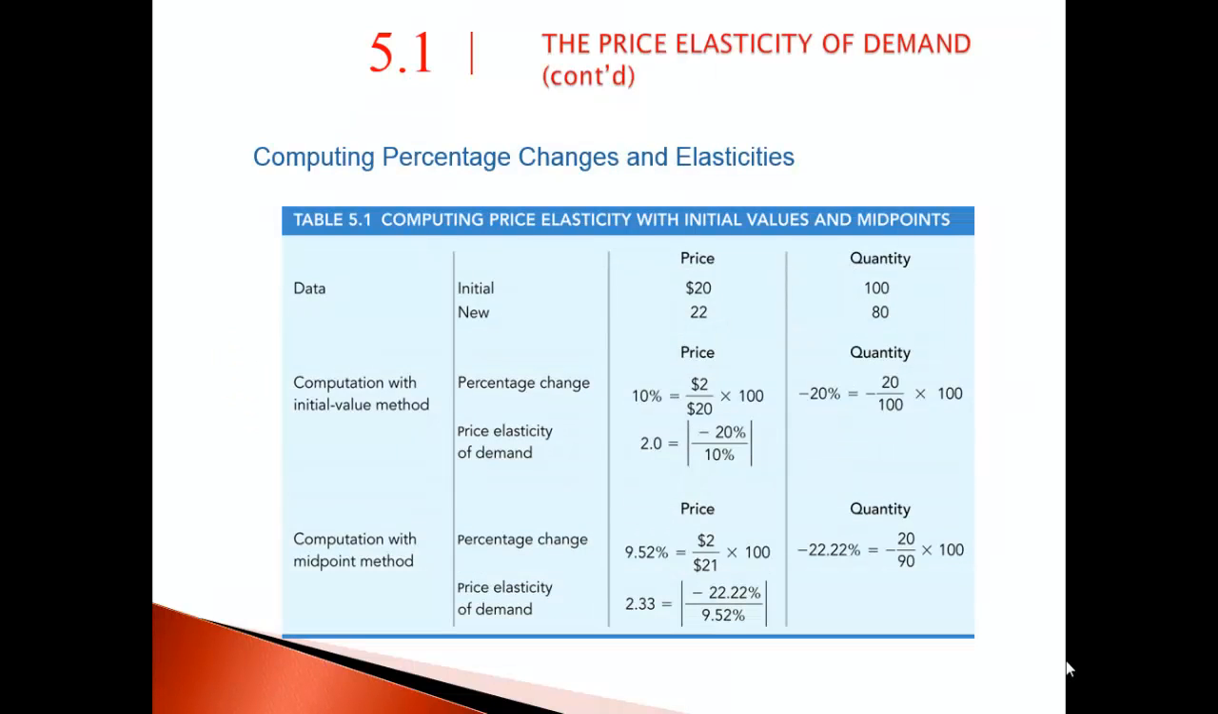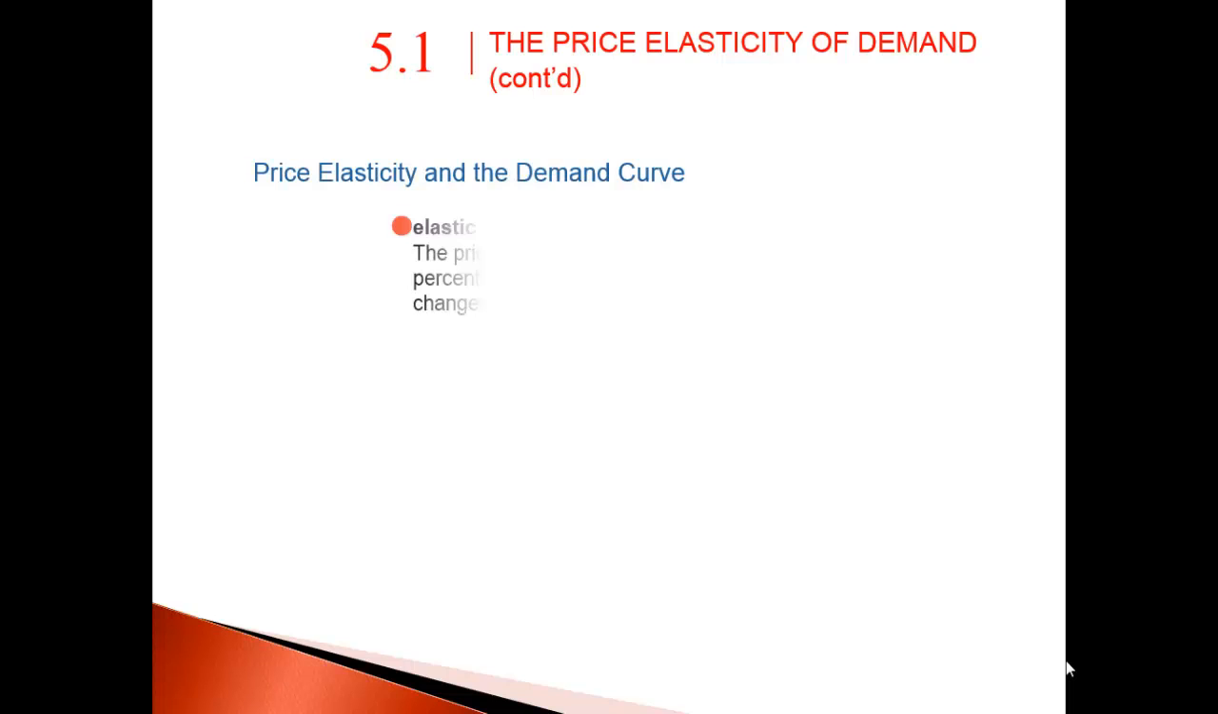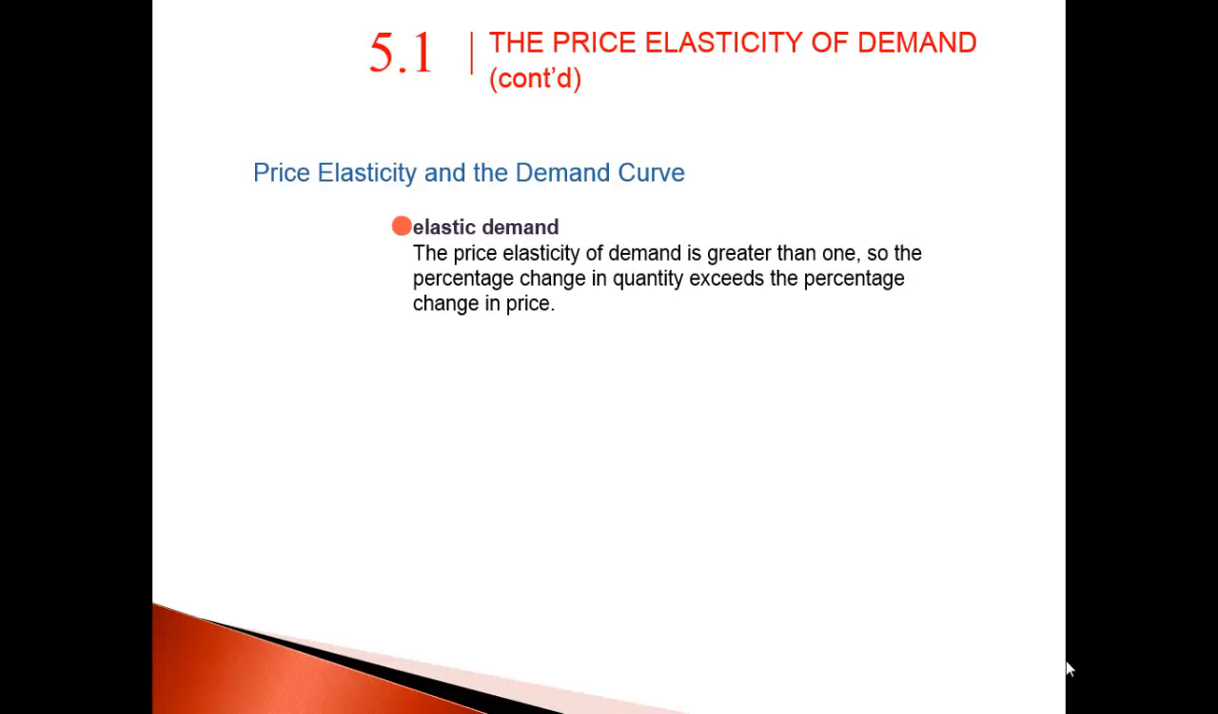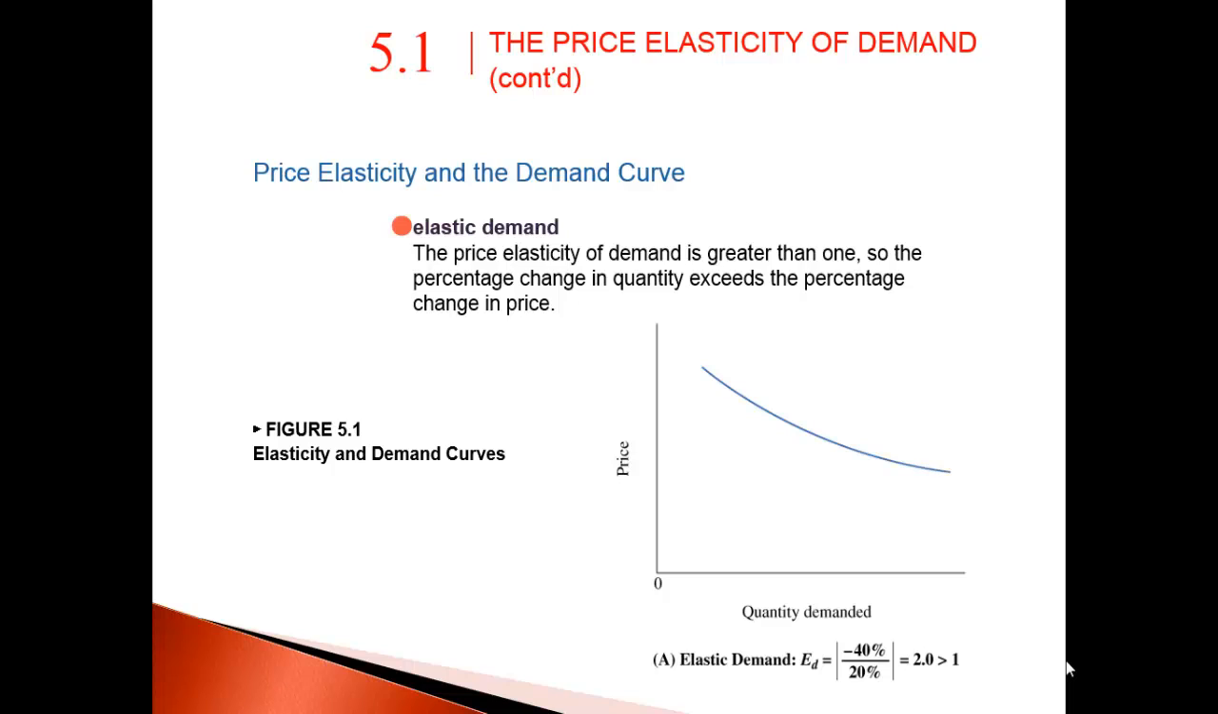The reason being is once we calculate this out, and you can see an example right there, we find out whether you are elastic or inelastic. So let's start off with elastic. The price elasticity of demand is greater than 1. So the percentage change in quantity exceeds the percentage change in price. What that means is you are more likely to buy more goods when you have a lower price. So if price decreased by 10%, you're going to see an increase of more than 10% of the product. This means you're really price sensitive.